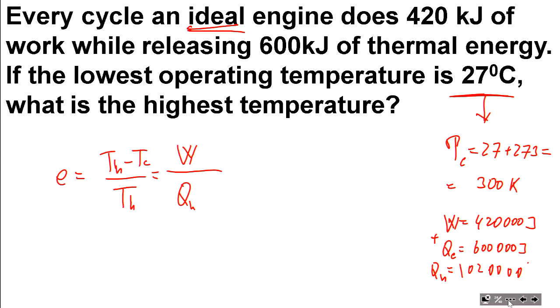201 joules. Now we can write an equation. That's what we're looking for, minus what we know, over the same unknown, should be equal to the work, which is 420,000, over the amount of heat absorbed, 102.